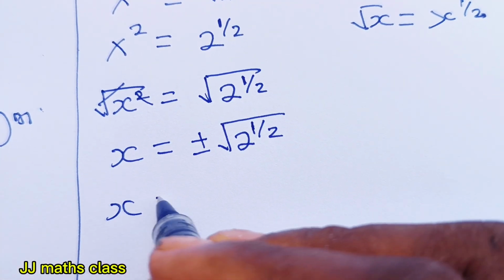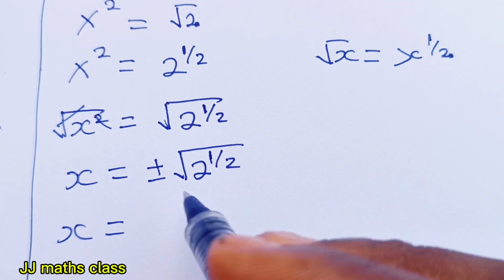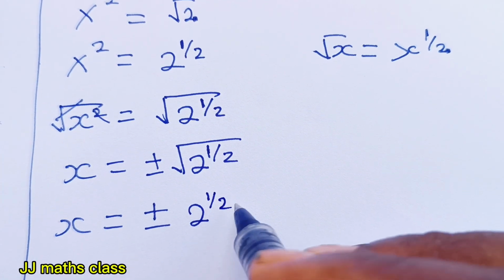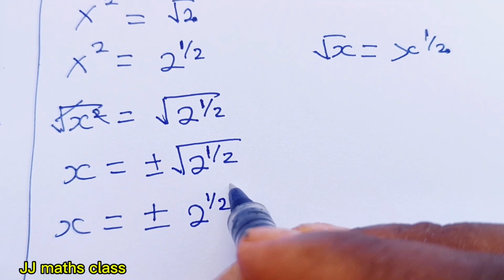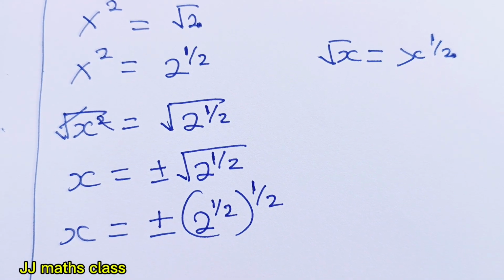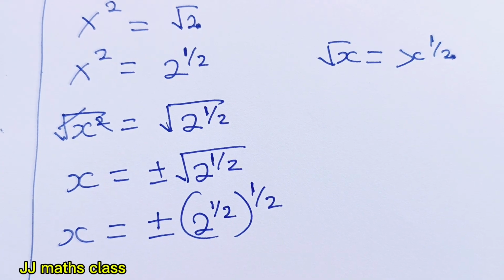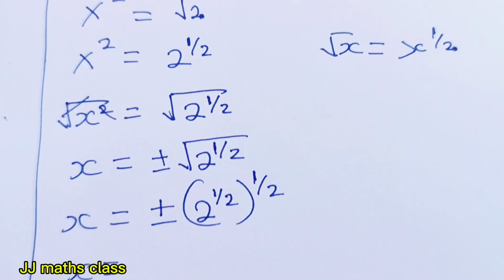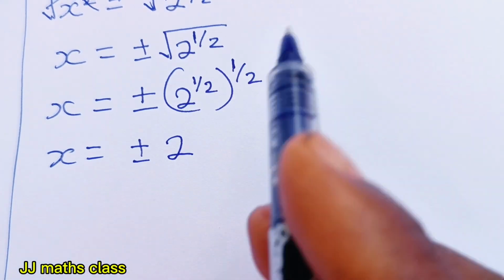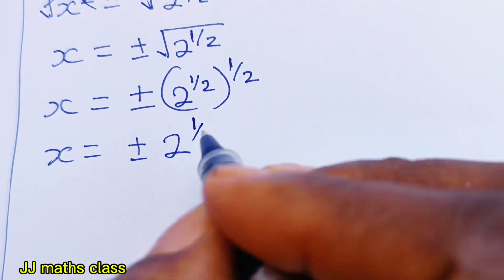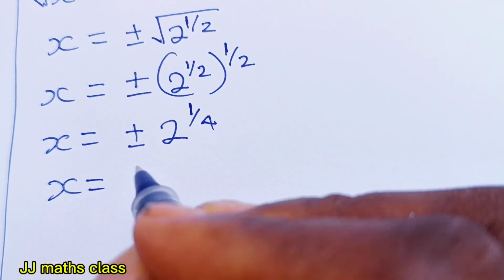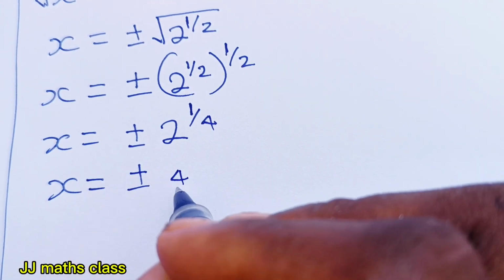Now this can be further written as plus or minus 2 to the power of half, with the square root meaning raised to the power of half as well. Now we continue. x can be written as plus or minus 2 to the power of 1 times 1 is 1, and 2 times 2 is 4. So x can be written to be equal to plus or minus the 4th root of 2.